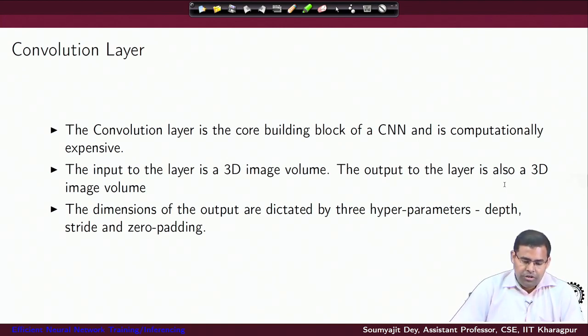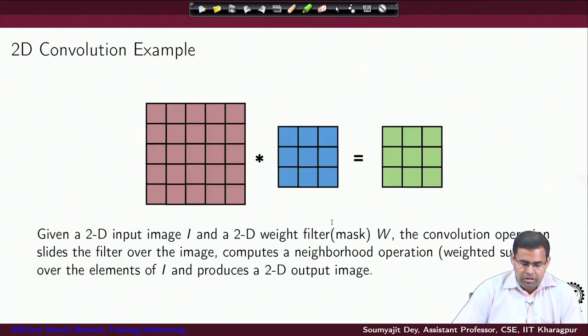So, the convolution layer. This is essentially the core building block of a CNN, and this is a computationally expensive layer. It works on the input images which are 3D image volumes, and there are some convolution masks or filters which operate on these input volumes and, as output, this layer is going to again produce a 3D volume. Now, the dimension of this output is dictated by 3 parameters: the depth of the layer, the stride at which it is going to work, and the amount of 0 padding. We will understand what it means.